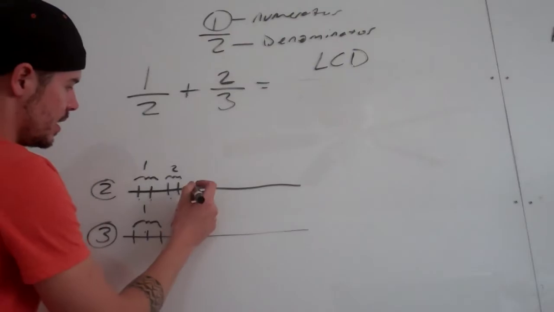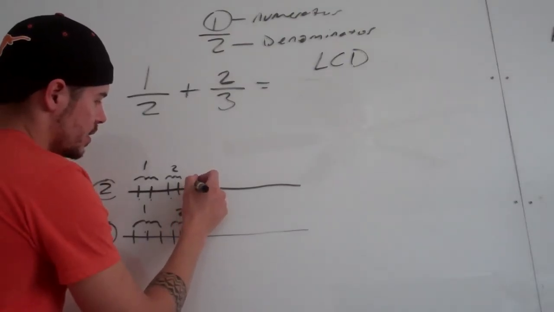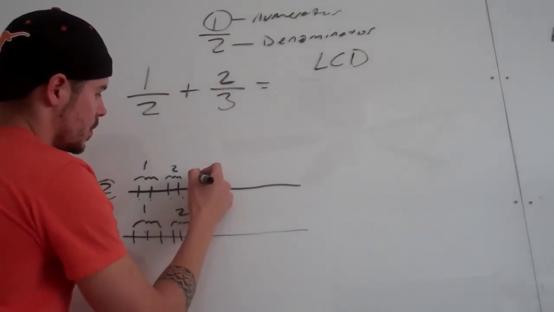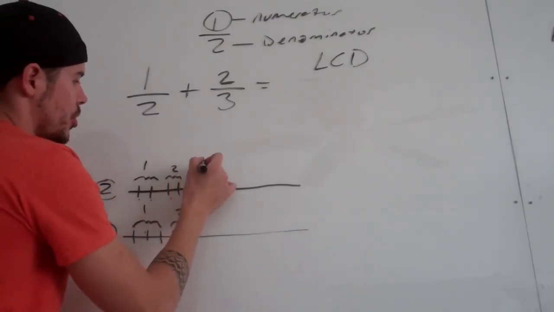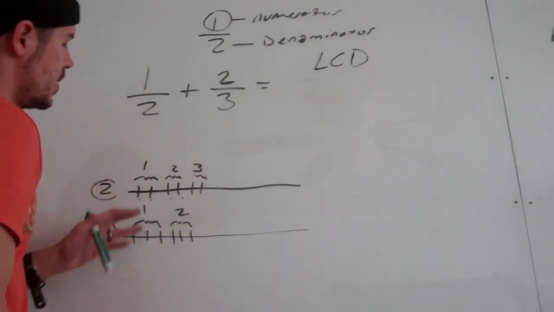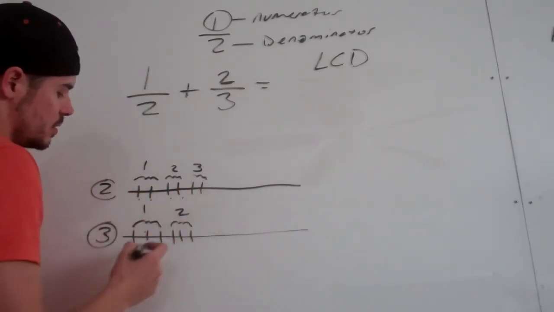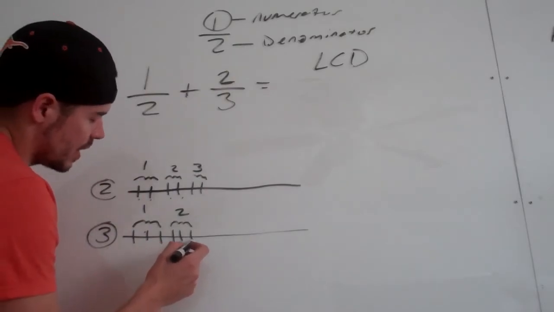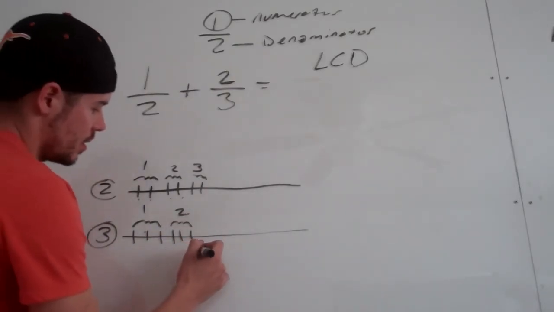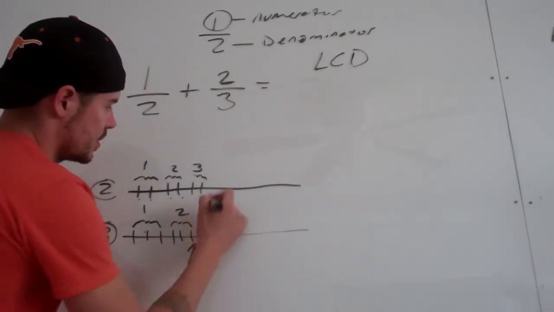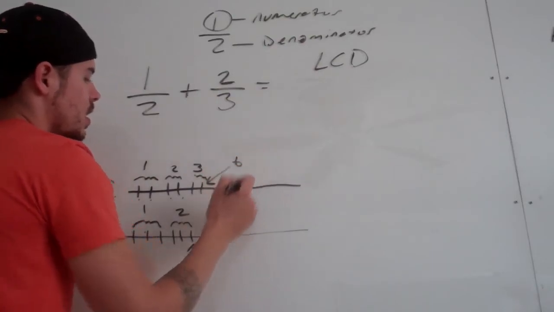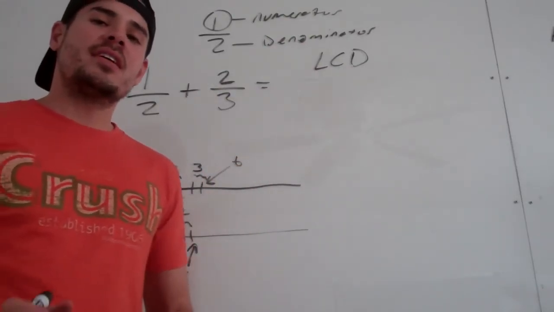Well, let's add another group of 2 here. Here's your third group of 2, and guess what? They both meet at 1, 2, 3, 4, 5, 6, right? 1, 2, 3, 4, 5, 6. Sure enough, this number right here is 6, and so is this number. So your least common denominator is going to be 6.